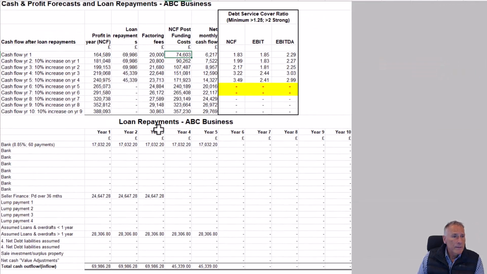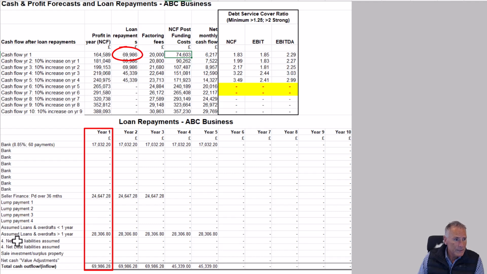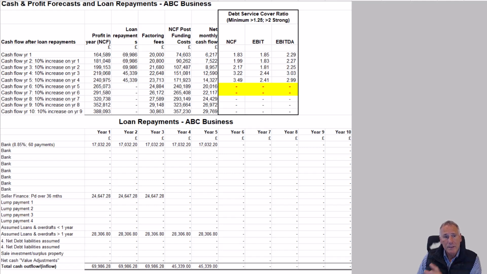And then below that, you have the loan repayments that break down this 69,986 here. This is the total, and this is how it's broken down. So you've got your asset finance at the top, the 17,000. You've got your seller financing repayments, and then you've got assumed loans that we calculated there, giving you a total loan repayment amount. You can do this on the hoof with the seller in front of you, working out between you what works for both sides. First stage being obviously to agree on a purchase price, and I'll come back to that in a second, and then how you're going to finance that.